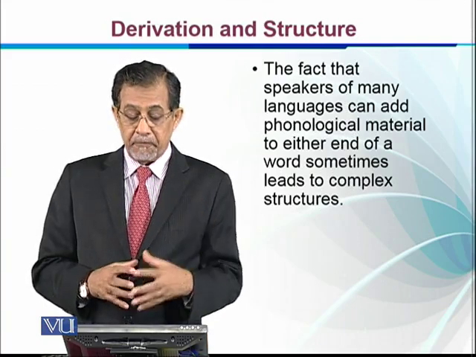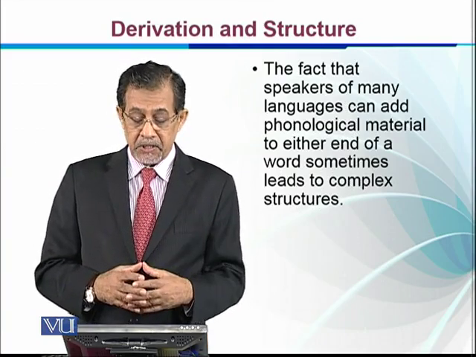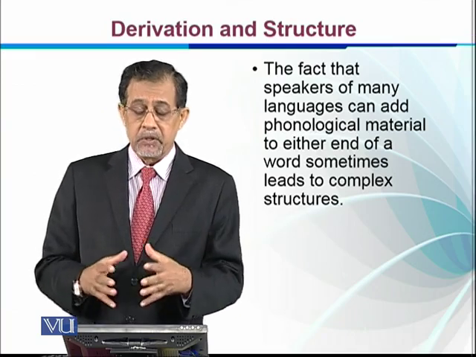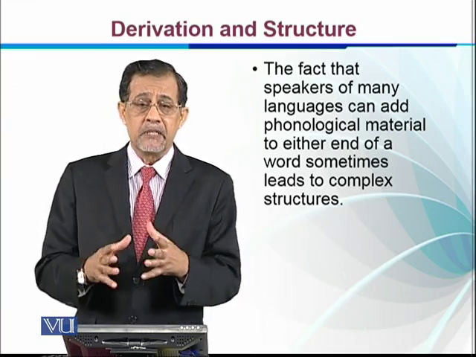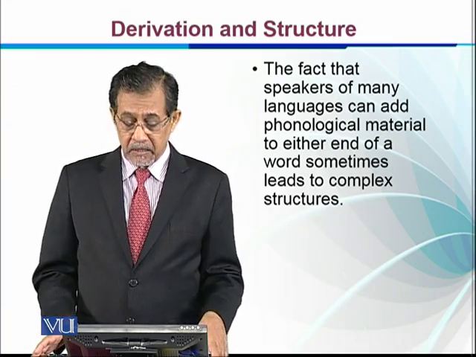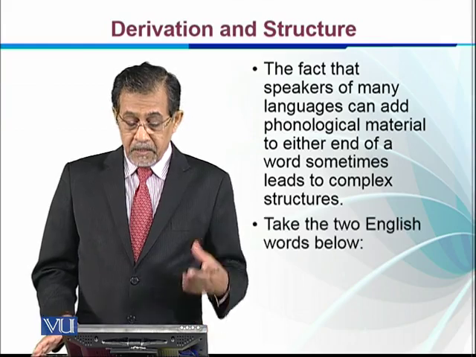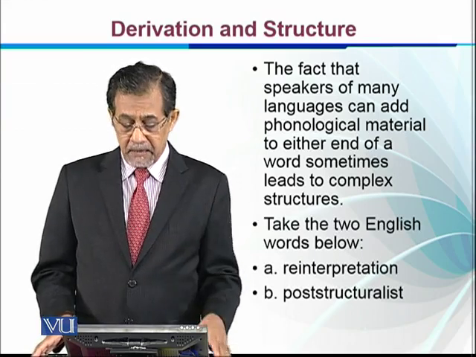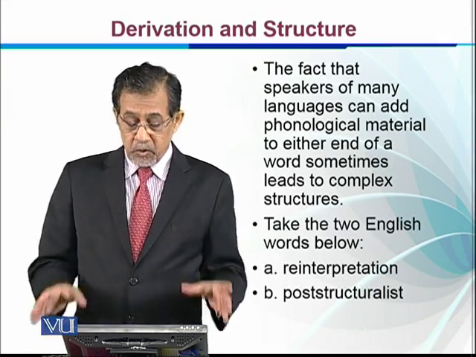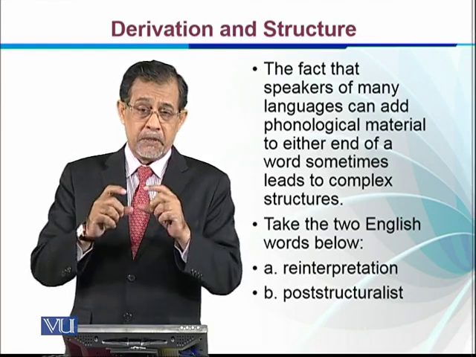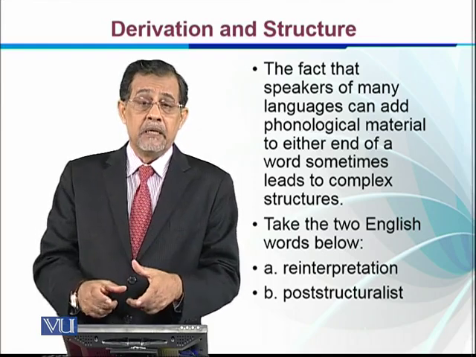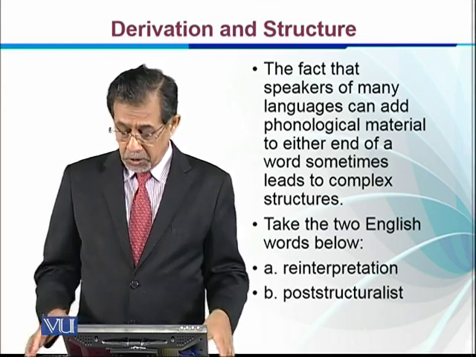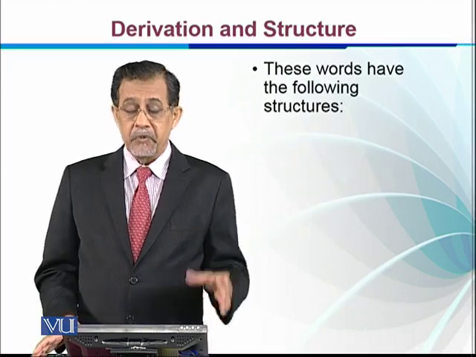The fact that speakers of many languages can add phonological material to either end of a word sometimes leads to complex structure. So when they add affixes to the end, it makes a complex structure of the word. Let's take two examples from English: reinterpretation and post-structuralist. What functions were performed in order to get these two words, because they are complex words and they have gone through certain changes? So these words have the following structure.